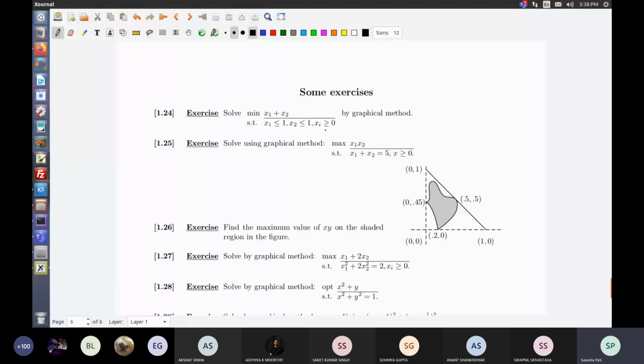But then the idea by graphical method, when I am saying you do it by graphical method, what you are supposed to do? You are first supposed to draw the feasible set. What is the feasible set? The feasible set is x1 less than equal to 1, x2 less than equal to 1, xi greater than equal to 0. So this is the feasible set. Okay, this is 0, 0 origin, this is 1, 0, this is 1, 1.